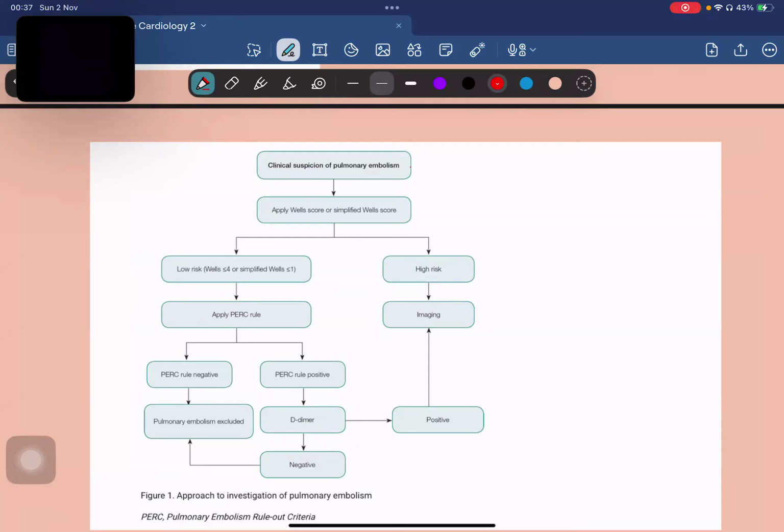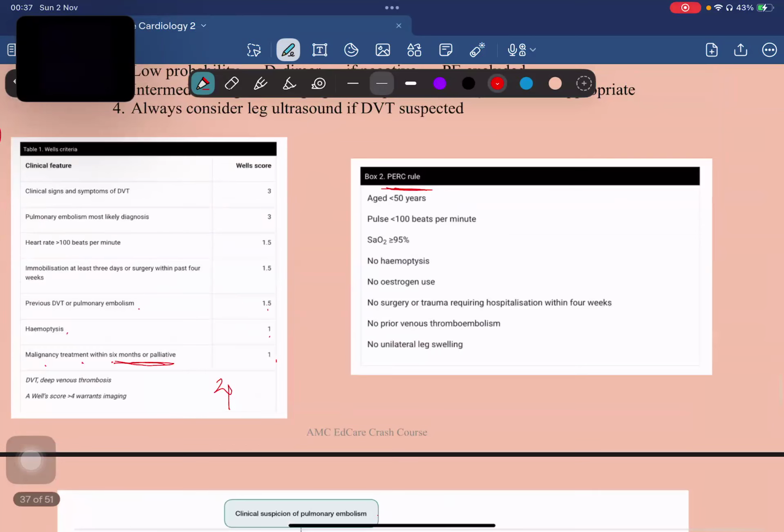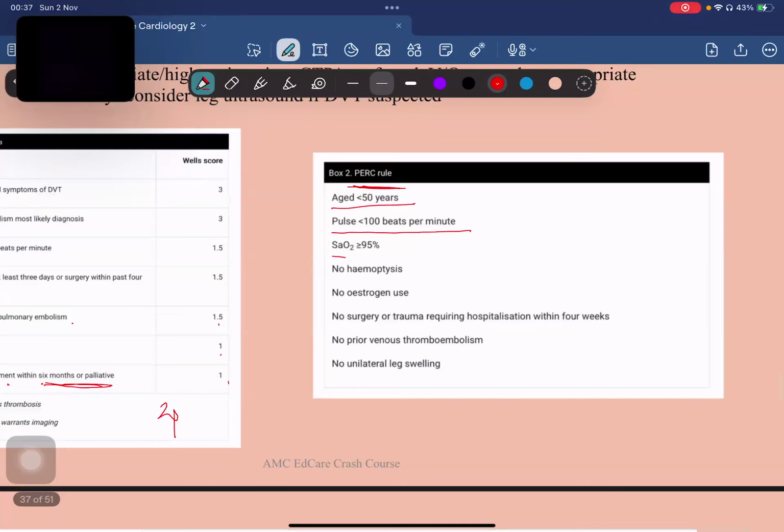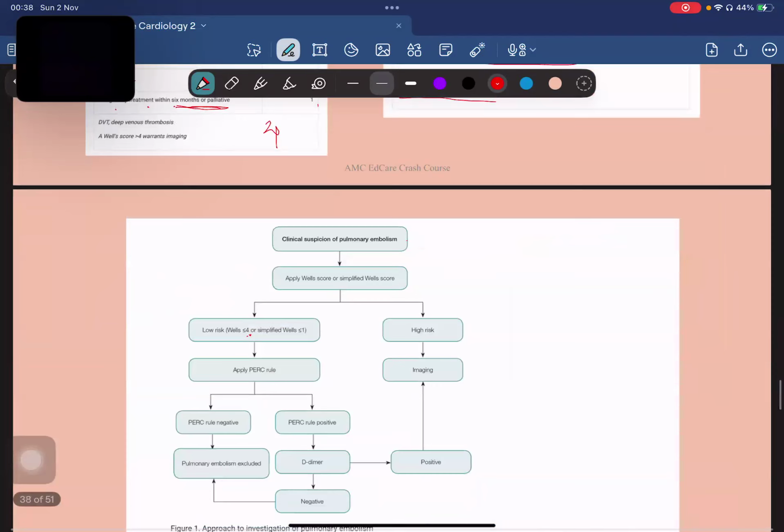and then like we discussed, if the points are 4 or less, it's a low risk. Then we apply the PERC rule. So what that is: if the patient is below 50, if the pulse is less than 100 beats per minute, if the oxygen saturation is 95 or more, if there's no hemoptysis, if there's no estrogen use, if there's no surgery or trauma requiring hospitalization within 4 weeks, and if there's no prior venous thromboembolism, if there's no unilateral leg swelling, that is when we apply the PERC rule.